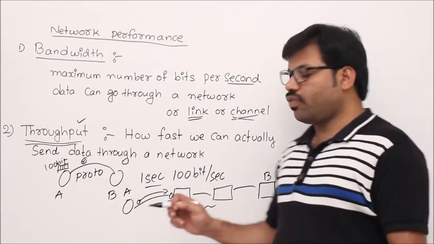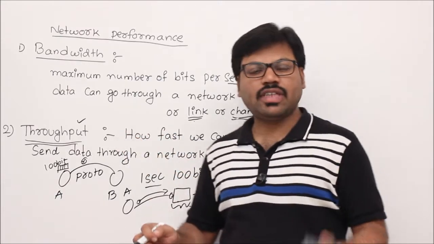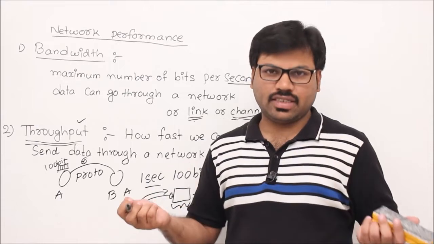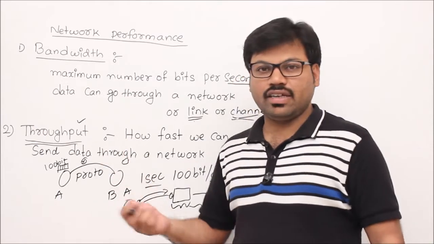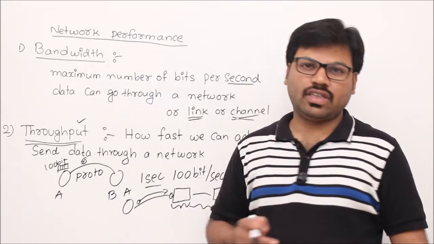Throughput is all about finally how fast you can send actual data. That means actually you can send the data. Bandwidth is about what your capacity is, and throughput is how much data you are actually sending because of your real world complications. That is the difference between bandwidth and throughput.